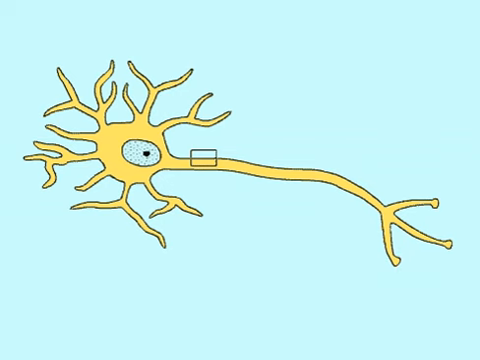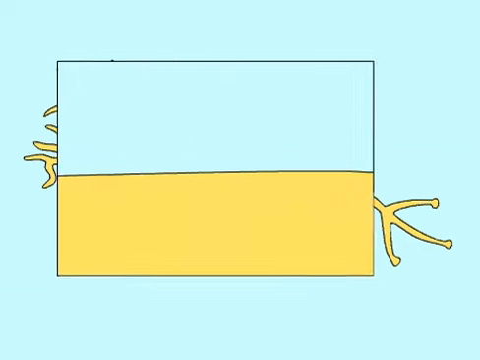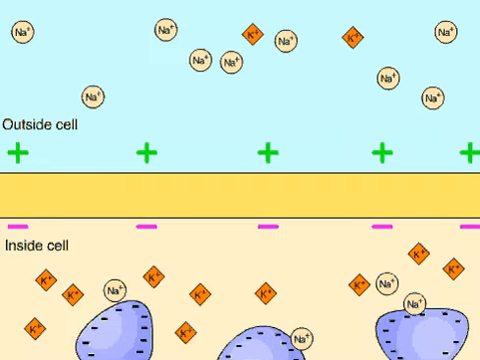A resting neuron, one that is not conducting signals, contains potential energy resulting from an electrical charge difference between the inside and the outside of its plasma membrane. The cytoplasm just inside the membrane is negative in charge, and the fluid just outside the membrane is positive. The membrane is said to be polarized.